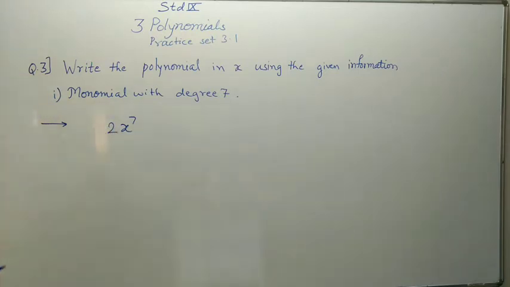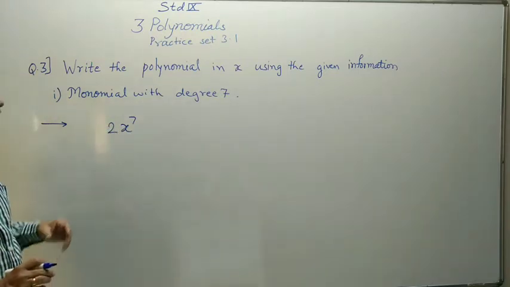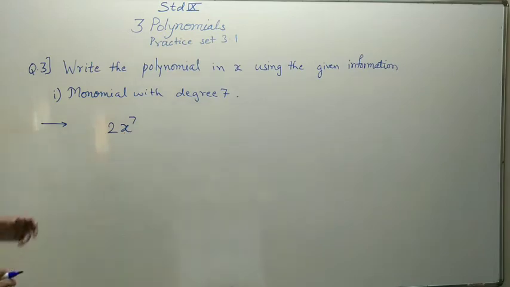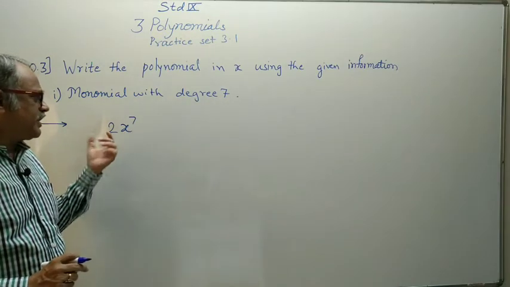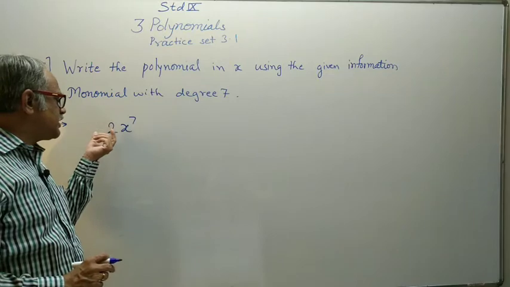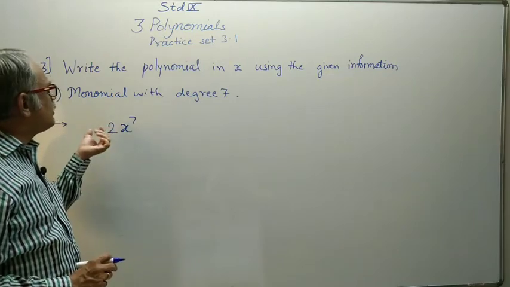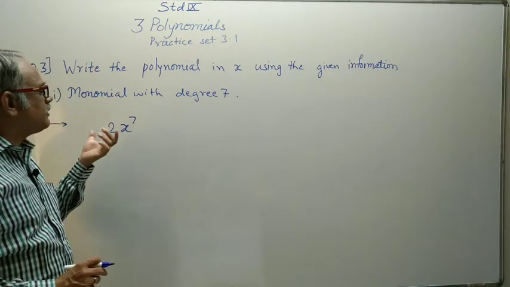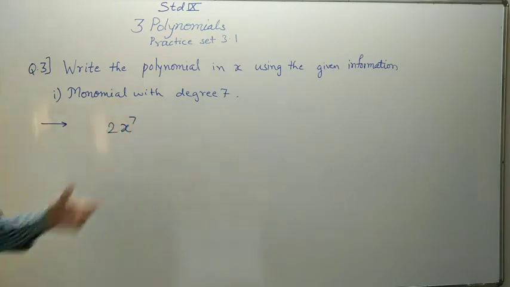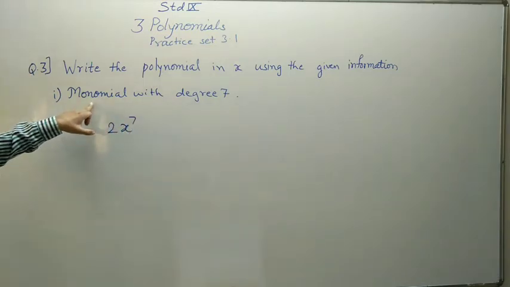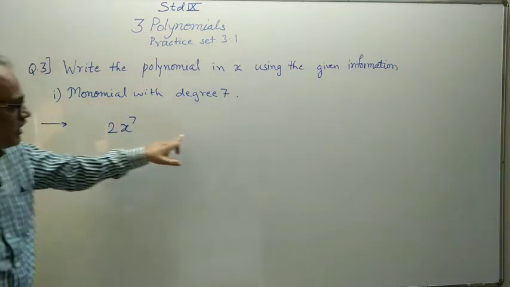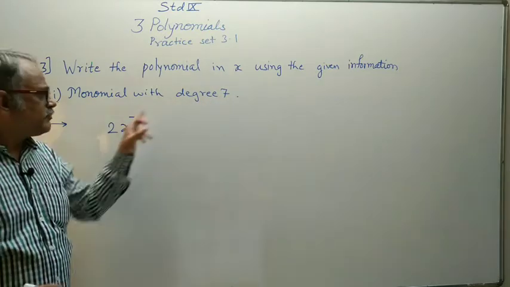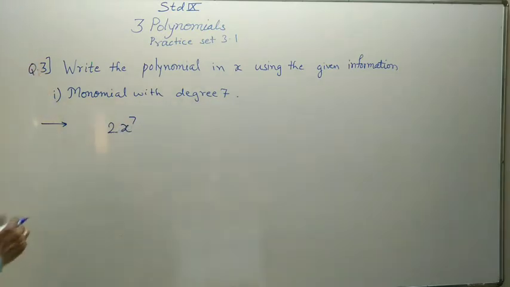All are possible answers, but only one term. The answer is 2x raised to 7, I wrote. Some of you may write 5 by 3x raised to 7, some may write minus 5x raised to 7, some may write 4x raised to 7. X raised to 7, only one term. Monomial means only one term, no plus or minus, and degree 7 means the x raised to 7 term must come.